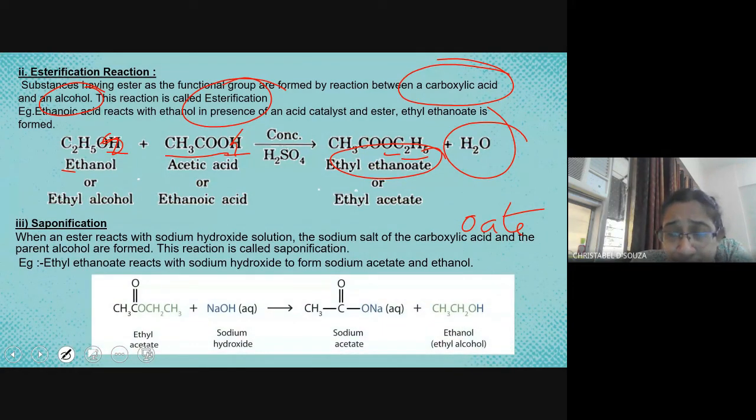You get sodium ethoxide. Okay, not sodium ethoxide. You get sodium acetate. That is the sodium salt of the carboxylic acid, and the parent alcohol, C2H5OH, is formed. So the ester, that is my ethyl acetate, reacts with sodium hydroxide, NaOH, to give you sodium acetate plus ethanol.